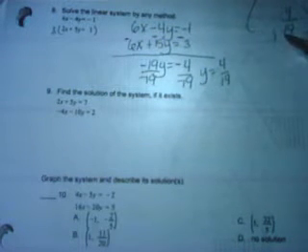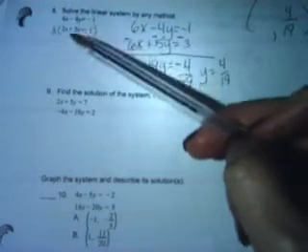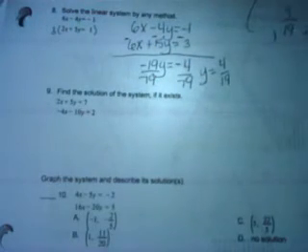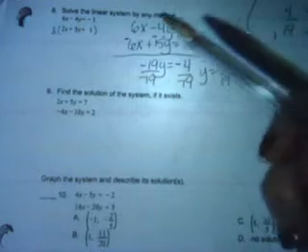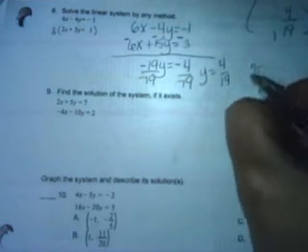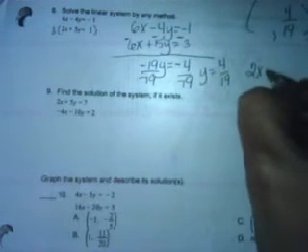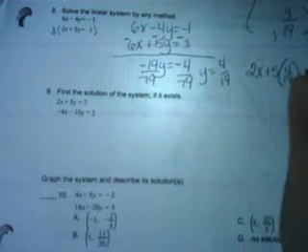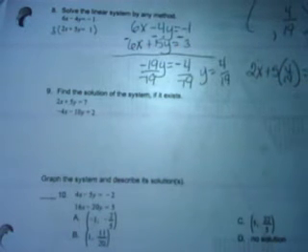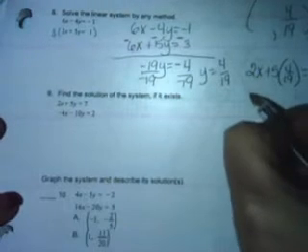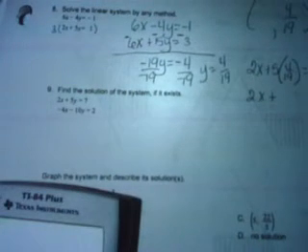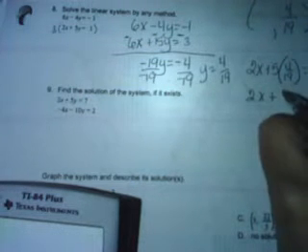Now that I know my y, I can plug it into either original equation. Which one do y'all want to plug it into? Second. So I'm going to have 2x plus 5 times 4/19 equals 1. So 2x plus, what is 5 times 4/19? 20/19.